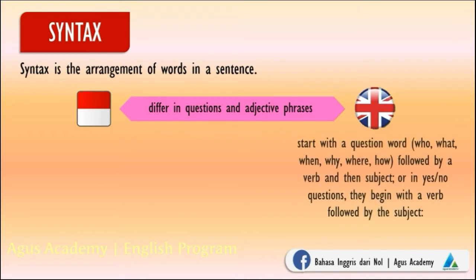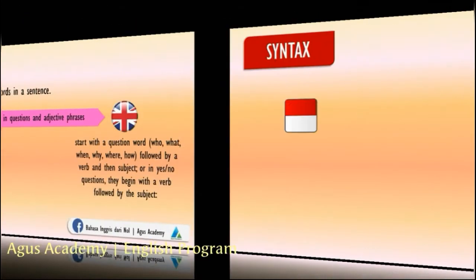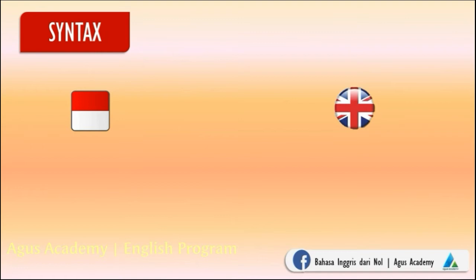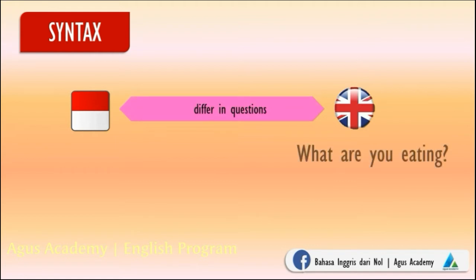English questions start with the question word followed by a verb and then the subject, or in yes or no questions, they begin with the verb followed by the subject. Meanwhile, in Indonesian, questions start with the subject, especially in common language. The difference in question can be seen from the following example. In English we say, "What are you eating?" But in Indonesian we say, "Kamu makan apa?"